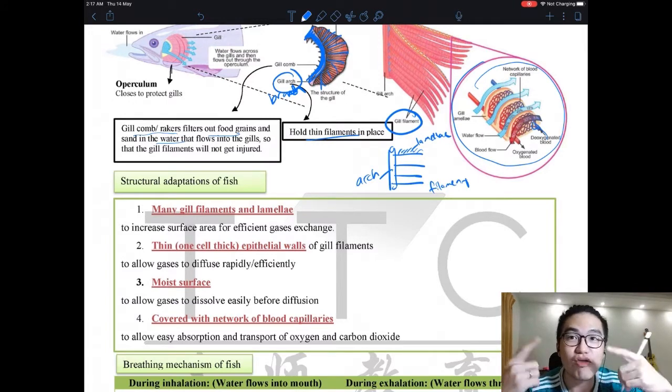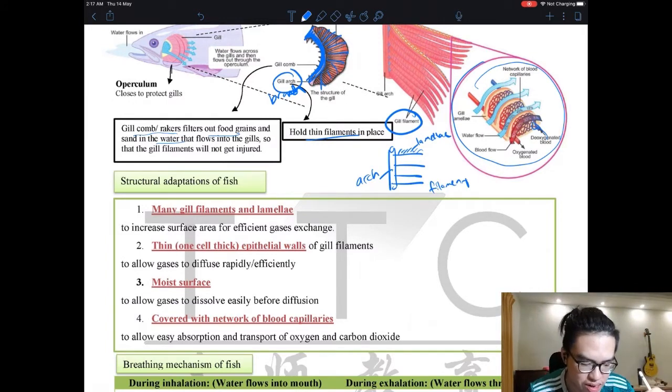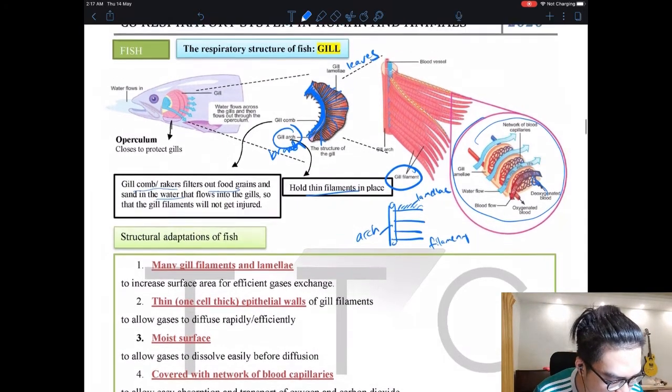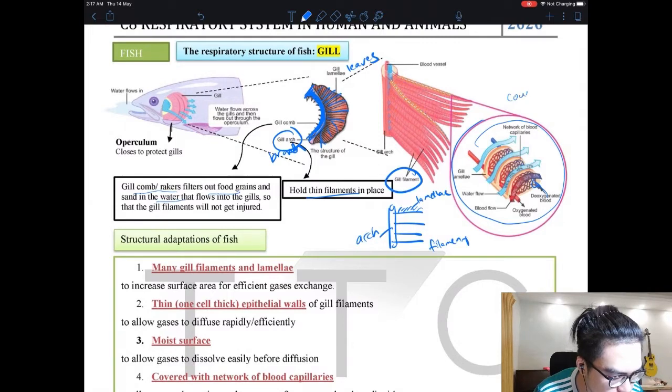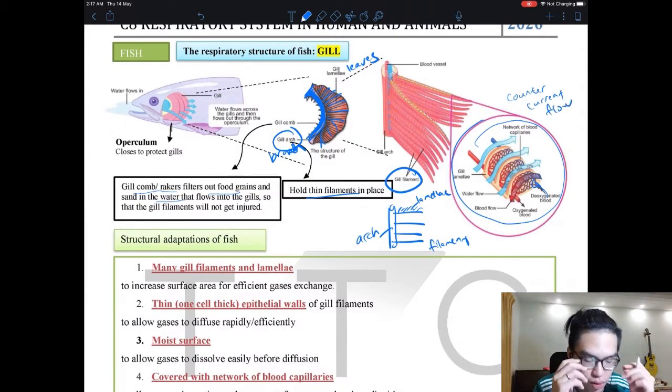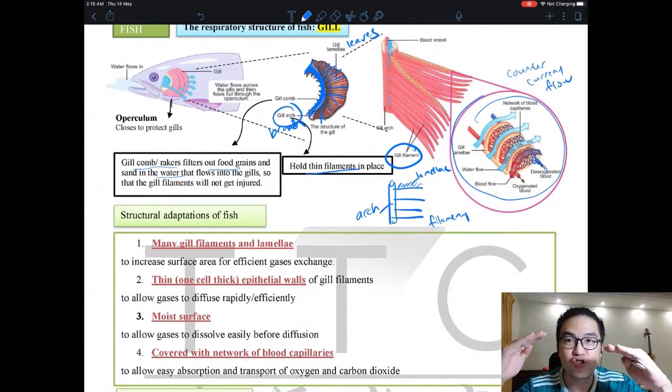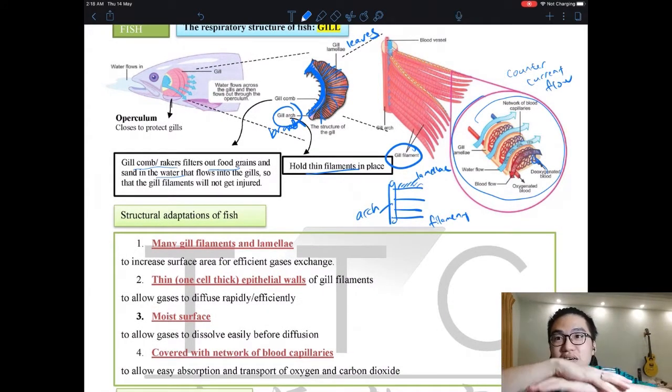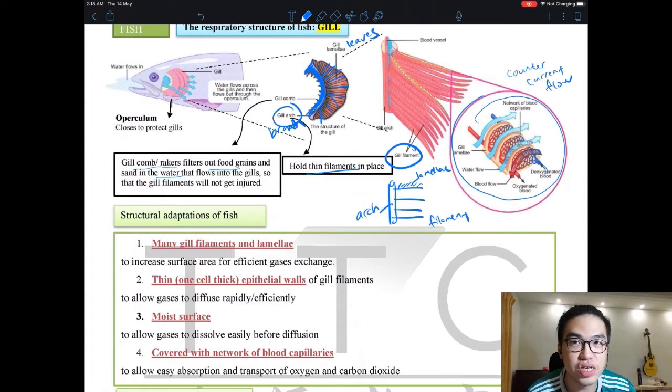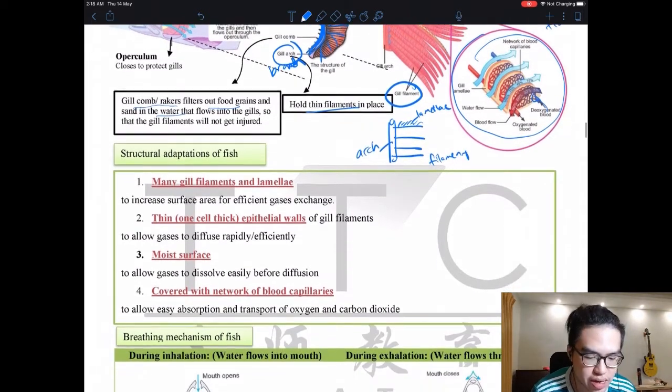So it's like a counter current flow. Very important point here. I think it's mentioned. Oh, it's not mentioned here. So you can write here, it's the counter current flow, if you must know. Why is it counter current? Because to make sure they cross each other, to increase the efficiency of gaseous exchange. You can write this as one of the adaptations. So counter current flow.